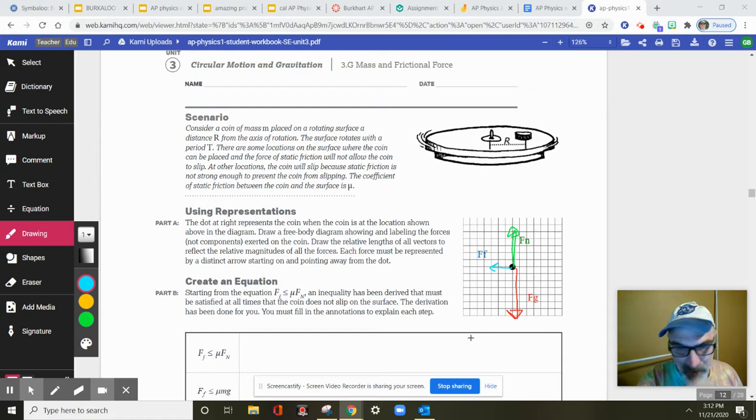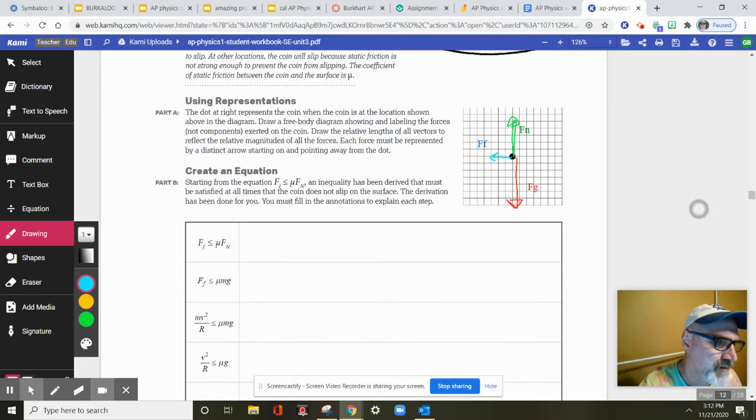Because if there were no friction, what would the coin want to do? Well, the coin would want to slide off the record player, right? It would just slide right off, but it's not. It would slide out and off the record player. So just get out your record player and try that.